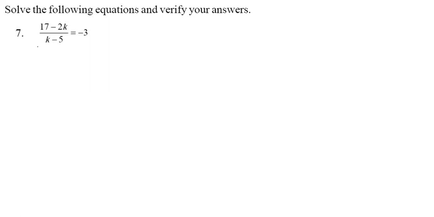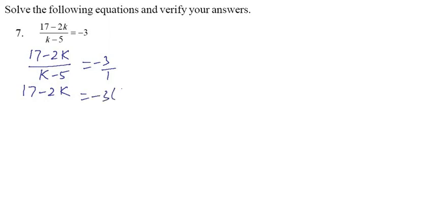Now come to the seventh question, that is (17 minus 2k) upon (k minus 5) will be equal to minus 3. Now do the cross multiplication. It is 17 minus 2k, and here do 1 upon 1, and it is multiplied by 1, and here is minus 3, and that is k minus 5. Let us do the multiplication, and now 17 minus 2k, and here is minus of 3k and plus 15.